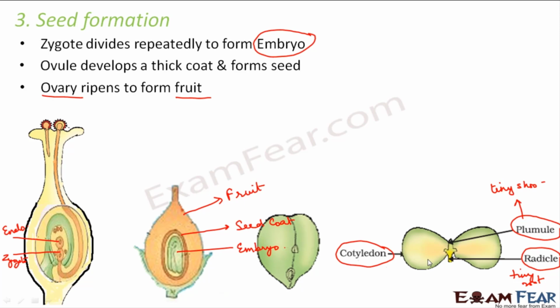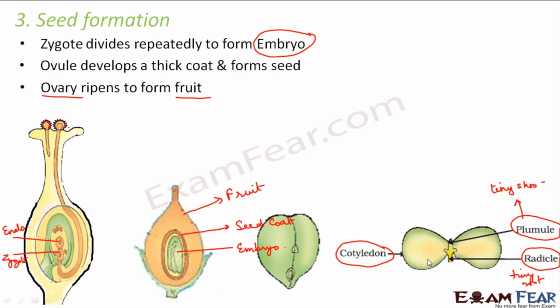Clear? So now the question is, when will the seed become active? That means when will the seed give rise to a new plant under favorable conditions? So what happens under unfavorable conditions? The seed will remain dormant during the unfavorable condition. That means the seed will not be active. It will just remain like this. It will not give rise to a new plant.